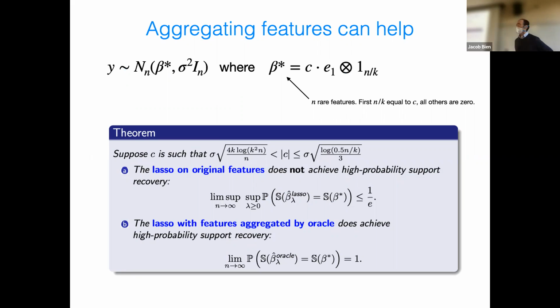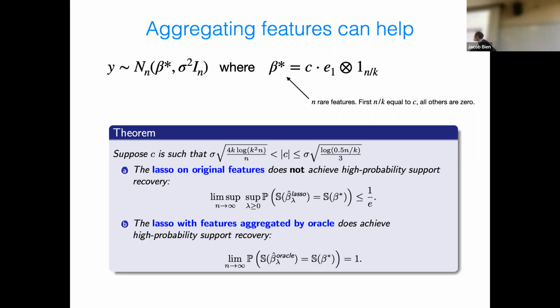And what we're going to say is that we're providing an example where if you try to do the lasso on the original features, you would be unable to get this perfect support recovery, right? Support recovery being like, can we tell which of the coefficients in truth is 0 or non-zero? And so this is the sort of bad news. It says that there does not exist a value of lambda where we would get support recovery.